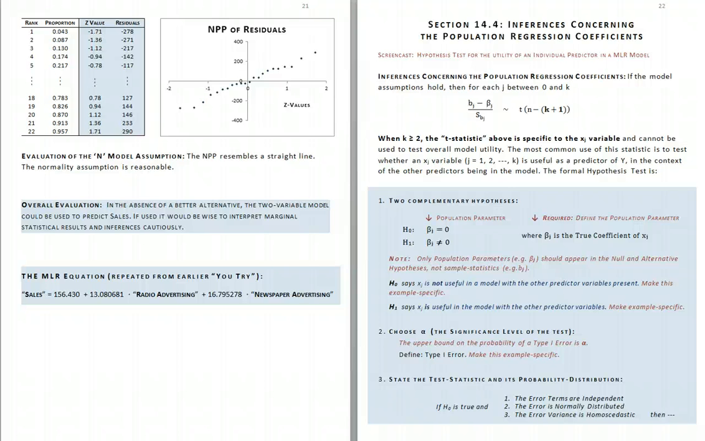We've moved to the next page where we'll construct an NPP of the residual values. Here are the data value ranks. There are 22 observations in our data set. Here are the proportions. The first proportion is 1 over n plus 1, in this case 1/23rd, and then 2/23rds, and then 3/23rds, all the way down to 22/23rds.